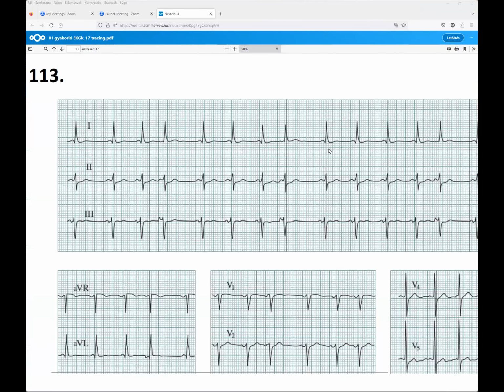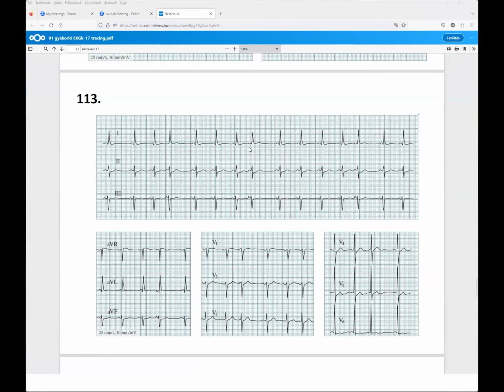You say that it's atrial because the P wave is positive? Because we do have P waves in front of the QRS complex, okay? And lead number two is positive. This is why you could say that's an atrial one. Because first the atrium is activated, the activation is a P wave, and after that the ventricle. Okay? Yeah, thank you.